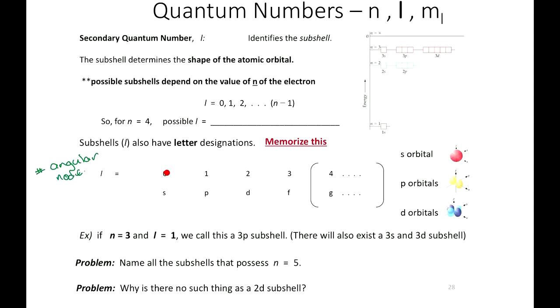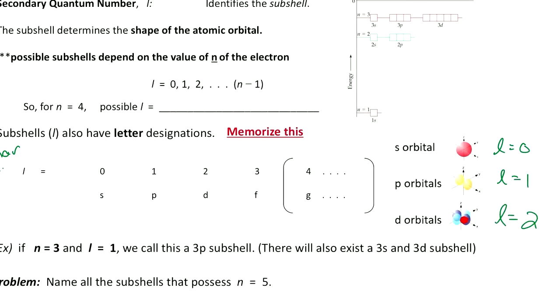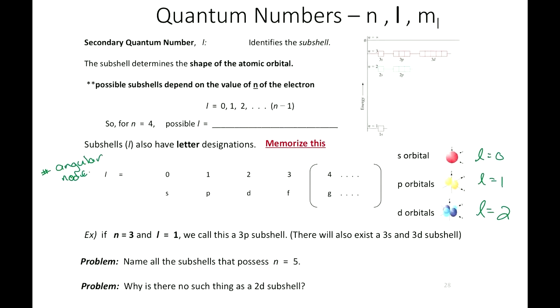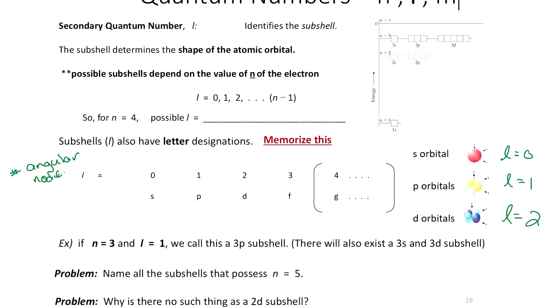So an L of 0, we say, has an s orbital shape. And so an s orbital looks like this sphere. S orbitals, this is an L equals 0. It looks like a sphere. Next up, if we increase our L quantum number to 1, so L equals 1, this is what we call a p orbital, and we see it looks like a dumbbell. And then the next one, L of 2, would be our d orbitals, and we see that this looks like a butterfly. You see that? I mentioned that these numbers represent the number of angular nodes in that specific shape.